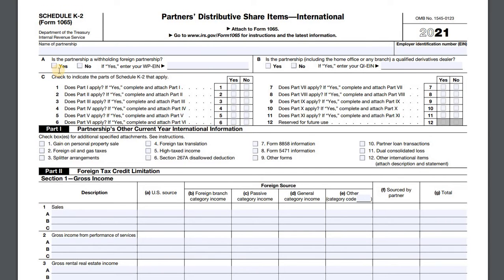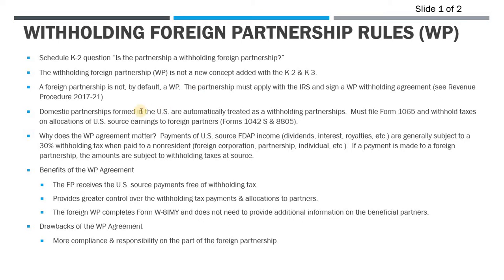So the very top of K-2: is the partnership a withholding foreign partnership? Answer yes or no, and if yes, we would have a separate withholding partnership EIN, and we should enter that in the space provided. So, if you're completing K-2 and K-3 for a partnership, does this apply to you, and what are the rules, and how do these concepts work?